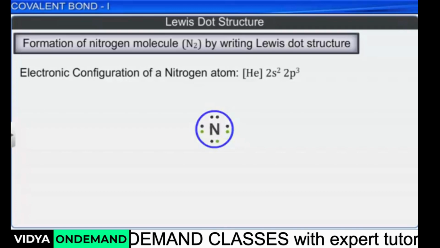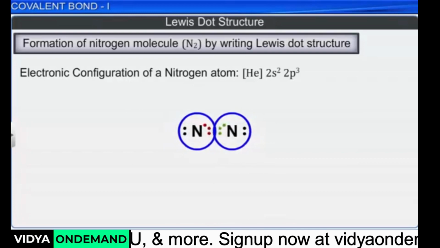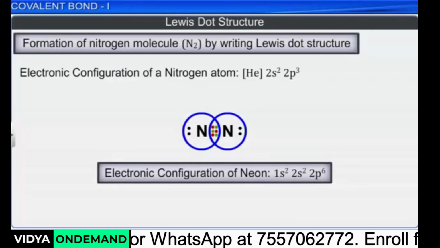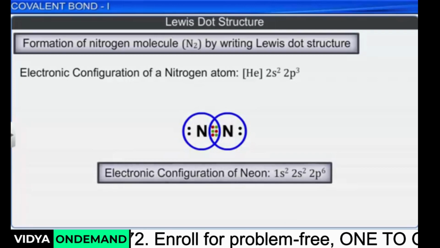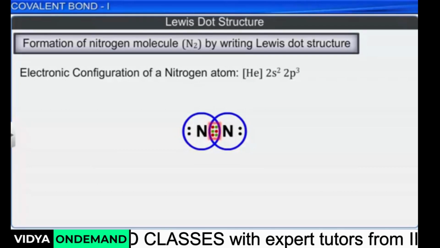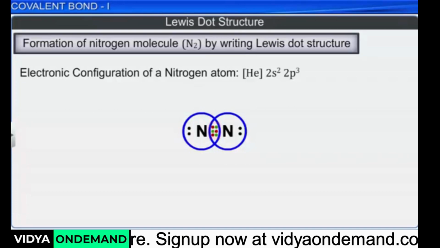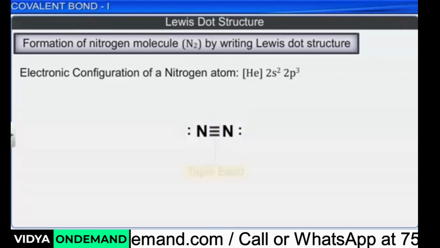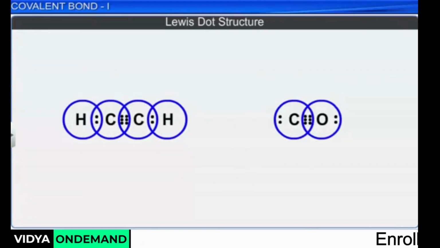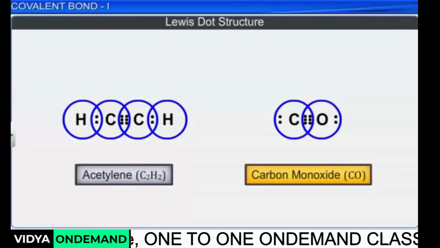When 2 nitrogen atoms approach each other, they mutually share 3 electron pairs and attain the nearest inert gas configuration of neon. As 6 electrons, that is, 3 electron pairs, are shared between 2 nitrogen atoms, the 2 nitrogen atoms are said to join by a triple bond. Similarly, we can show the formation of acetylene, C2H2, and the carbon monoxide molecule by Lewis dot structures as shown.